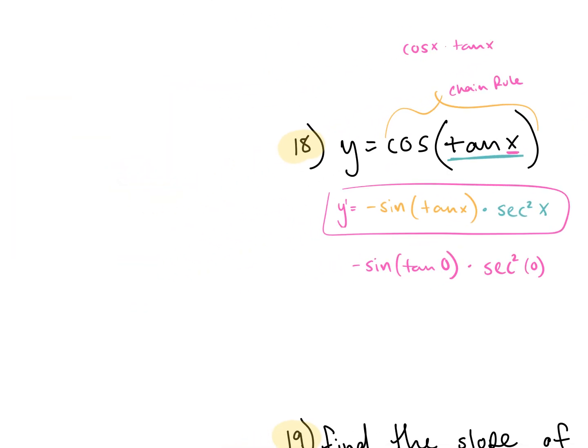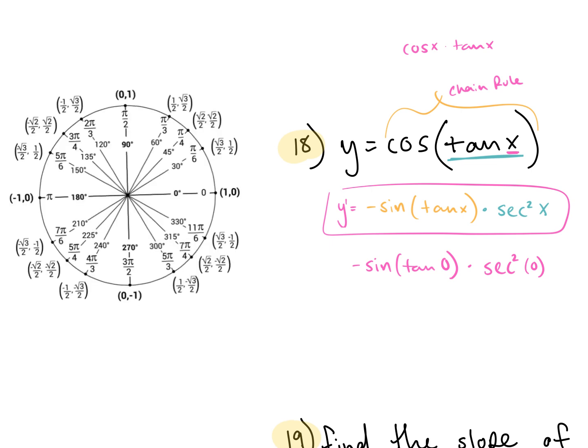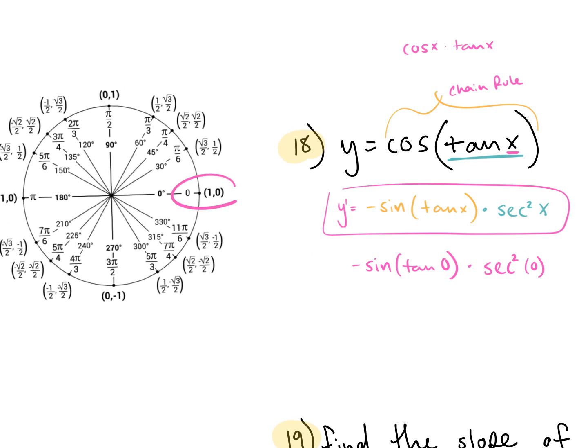Let's copy and paste our unit circle in here so we can use it. Tangent of 0 would be y over x, so that would be 0 over 1, which would be 0. So tangent of 0 is just 0. But then we have to find the sine of 0. Sine of 0, we look at the y value. So sine of 0 would also just be 0.